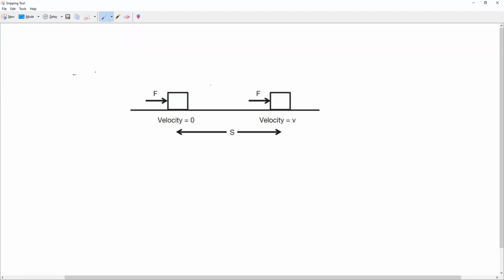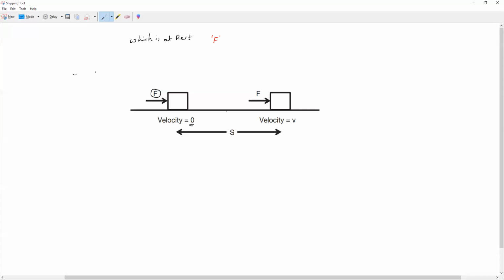Let us consider a body of mass m which is at rest. Which is at rest means what is the initial velocity? Zero. Let a constant force F act on it. Write it: let a constant force F, capital F, act on it and displace it through a distance.